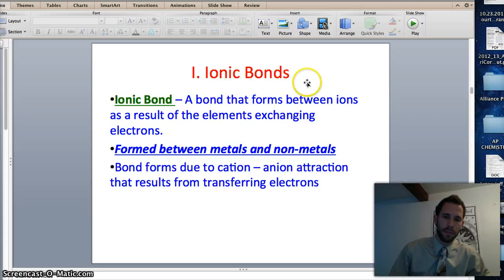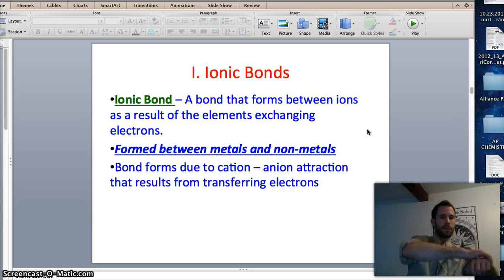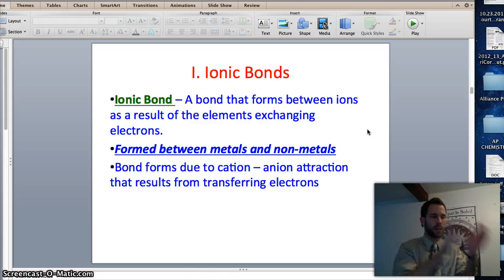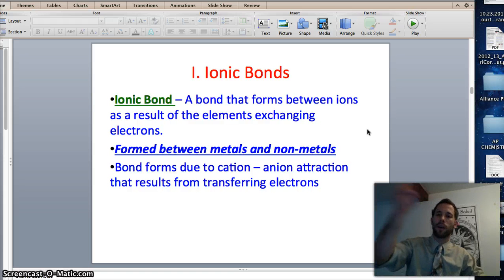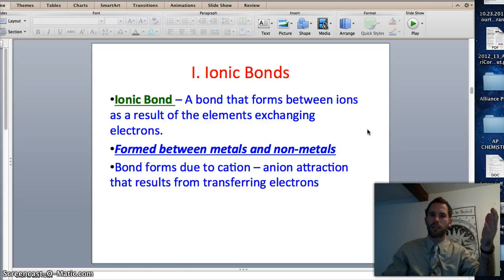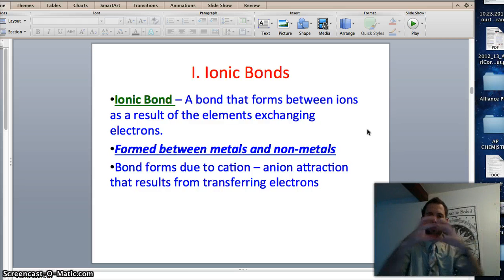Ionic bonds are pretty simple. They form between ions as a result of the elements exchanging electrons. One element takes an electron from the other, and it creates ions for both. Because if I steal an electron, I now have an extra negative charge. If I take an electron away from my friend, she now has a positive charge. I have a negative charge, she has a positive charge. Those two things are attracted to each other. So positives and negatives come together to form an ionic bond.